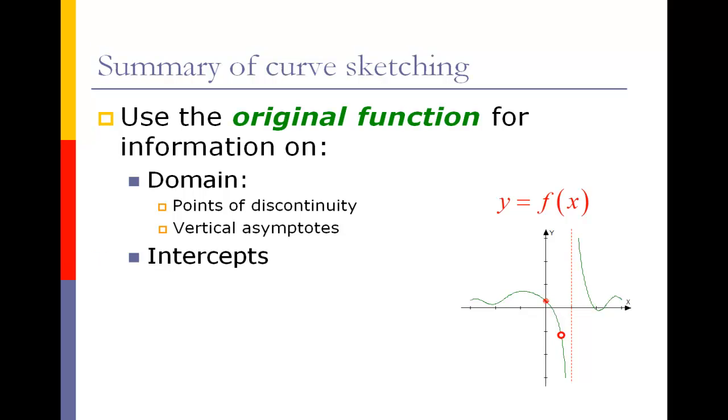We can also use the original function to find the intercepts, be it y-intercepts along the y-axis or x-intercepts along the x-axis. And finally, by computing limits at infinity, positive or negative, we're going to be able to find out if the function has horizontal asymptotes.